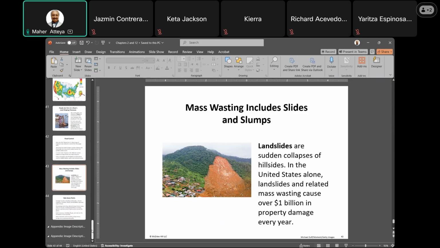Mass wasting includes slides and slumps. Landslides, the sudden collapse of hillsides, and related mass wasting cause over 1 billion dollars in property damage every year in the United States alone.